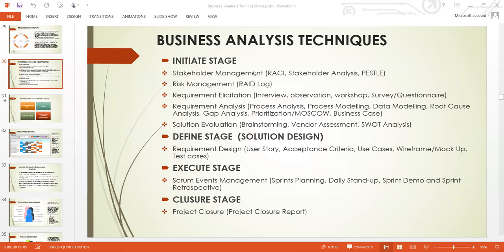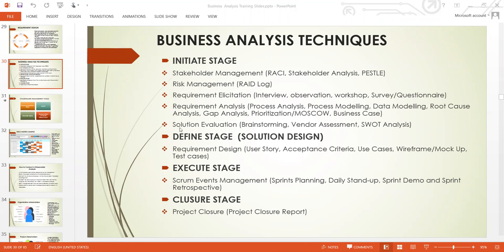Under stakeholder management, we use RACI matrix and we use stakeholder analysis. We use PESTLE analysis. Under risk management, we use RAID log. Under requirement elicitation, that is requirement gathering, we use interview, observation, workshop, survey slash questionnaire. Under requirement analysis, we use process analysis, process modeling, data modeling, root cause analysis, gap analysis, prioritization, MoSCoW analysis, and business case.